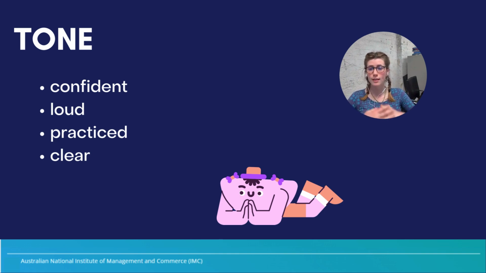If someone is confident, they generally talk loud because they're not afraid of being unheard. They talk really clearly because they want what they're saying to be heard, and they sound really practiced because they are aware of what they're saying and how it's going to come out. So with our tone, we want to speak low, we want to speak slow, and we want to convey confidence.